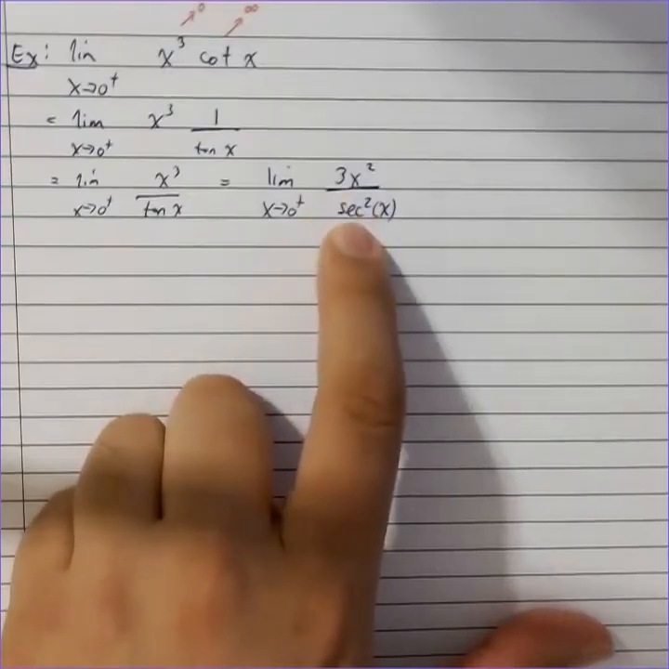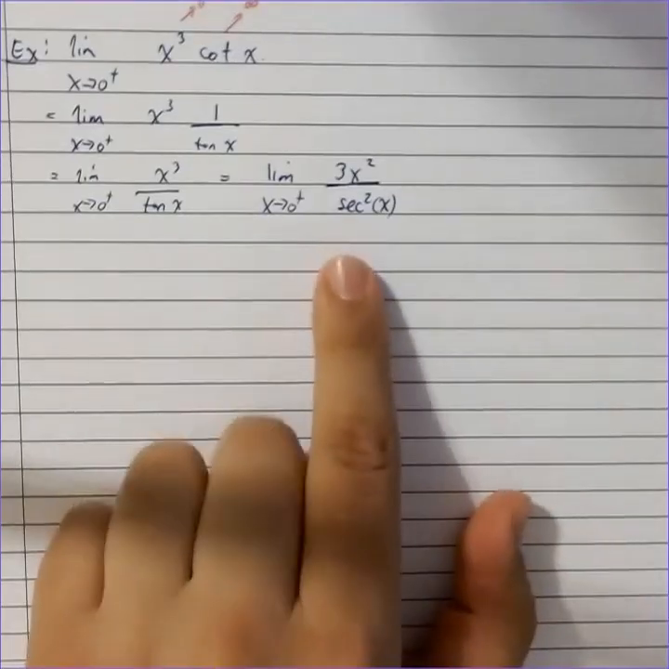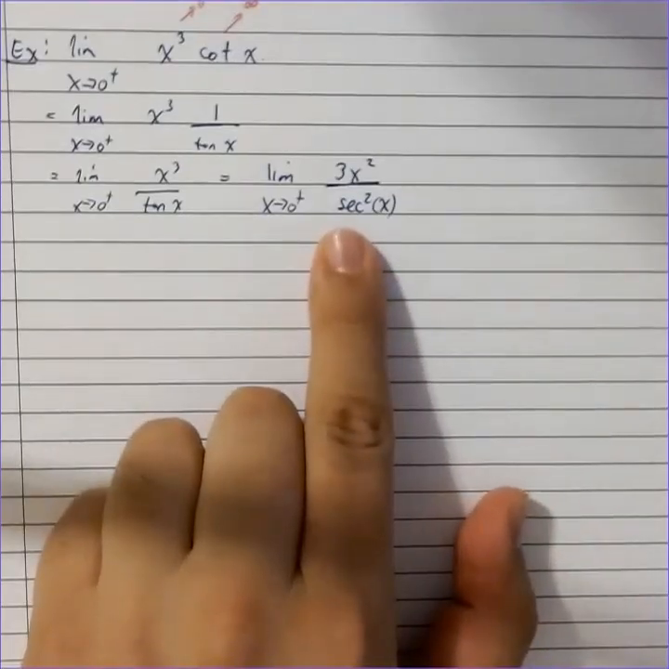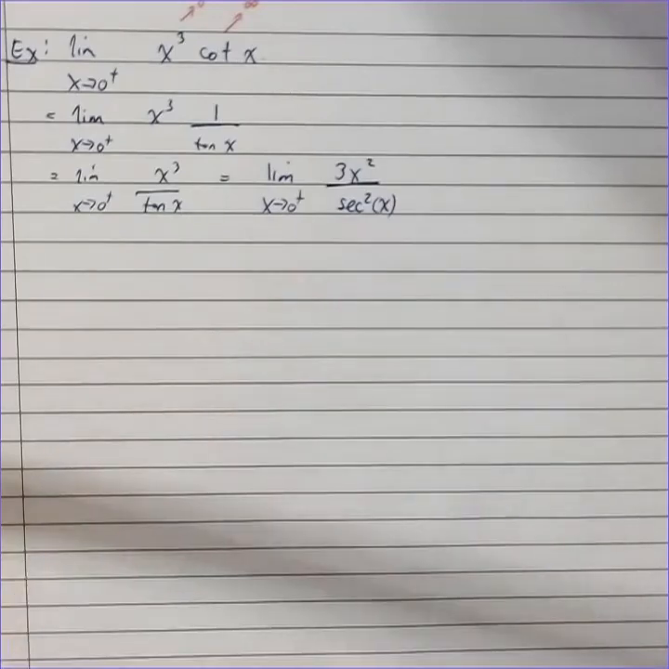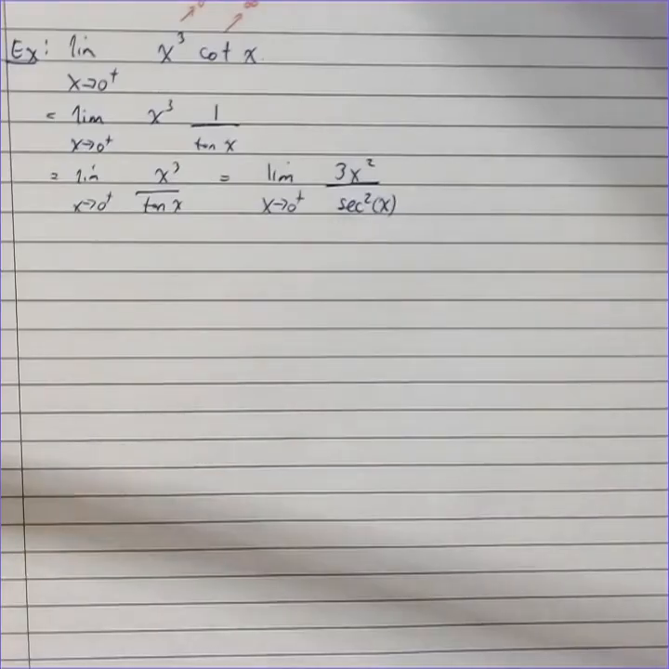If this is indeterminate, we can continue to use L'Hopital's rule, 0 over 0, infinity over infinity. However, if this gives you an answer, that's it, you're done. So be very careful with that. Don't just use it blindly. It depends on whether or not it meets the criterion for using L'Hopital's rule.